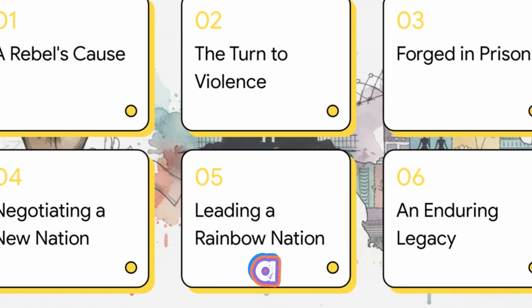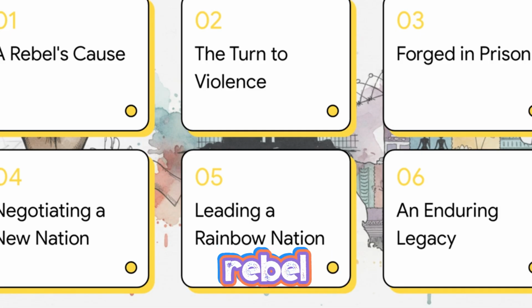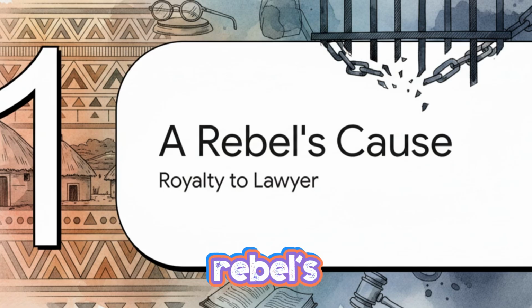So, to really get a handle on this incredible story, we're going to break it down into 6 key chapters. We'll look at his beginnings as a rebel, his time in prison, and of course, how he ended up leading an entire nation. First up, a rebel's cause.